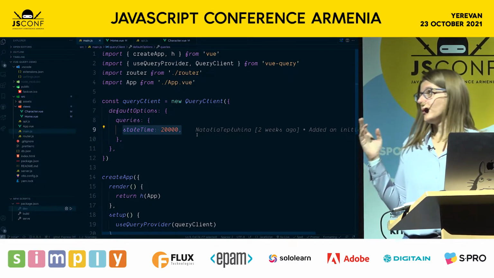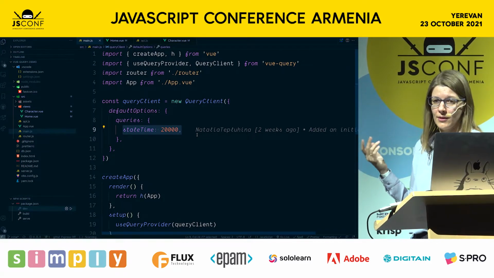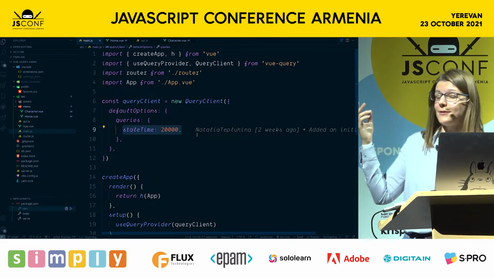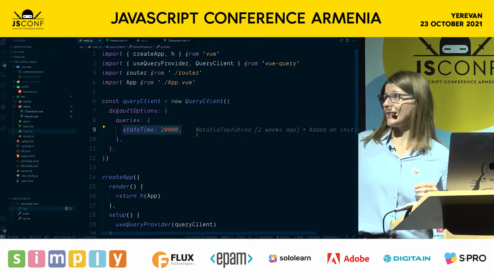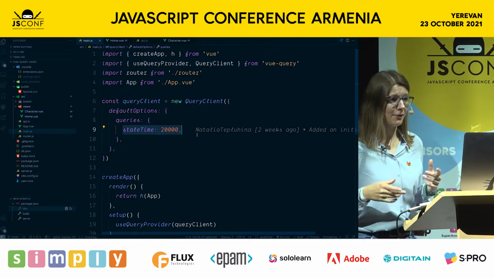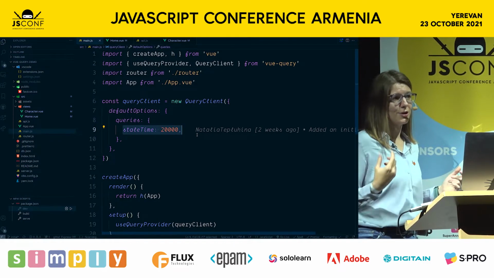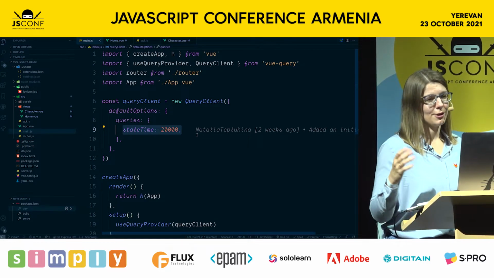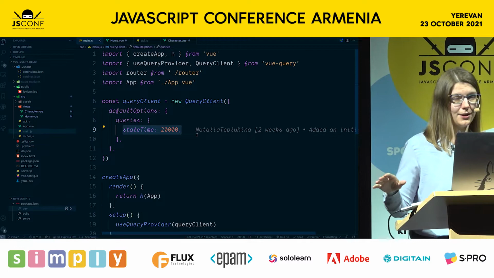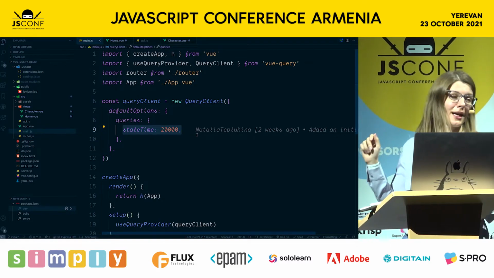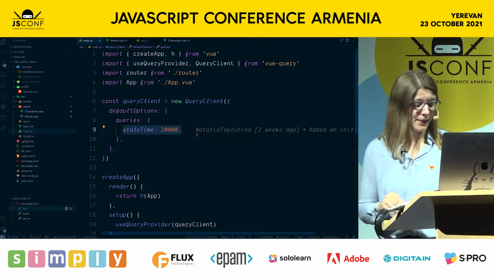So far, we are only fetching data. We have a cache that lives for 20 seconds in our application, and stale time can be specified per query. So maybe you want some queries to be more dynamic in fetching data. Maybe you want some queries to just be fetched and forgotten. Like you can set stale time to infinity in this particular case.